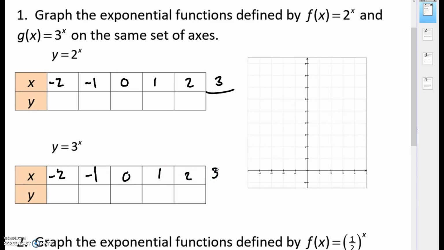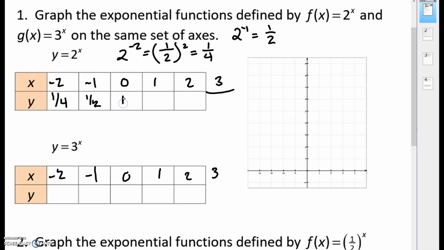If I have 2 to the -2, that's the same thing as 1 over 2 squared, which is 1/4. So my y value here is 1/4. Similarly, 2 to the -1 is the same thing as 1 over 2, so that's 1/2. Anything to the 0 is 1. 2 to the 1 is 2. 2 squared is 4. 2 cubed is 8. So let's graph it and see what that looks like as a function.